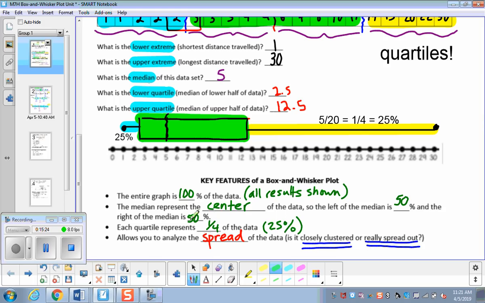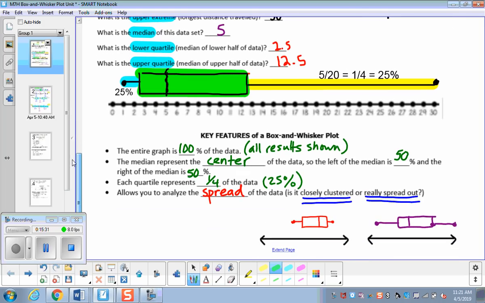And what this does is it allows you to analyze the spread of the data. Is it closely clustered or really spread out? For example, this red box and whisker plot shows data that's really consistent and close to each other, while this shows data that's going to be really, really spread out and have a big range.